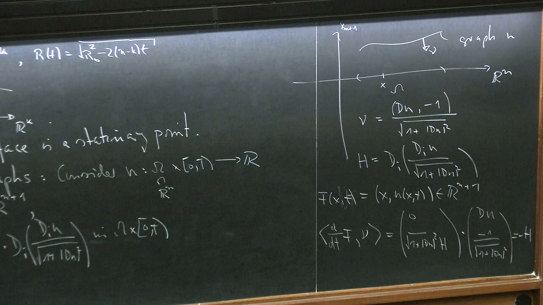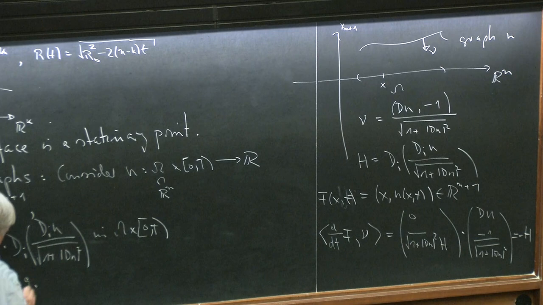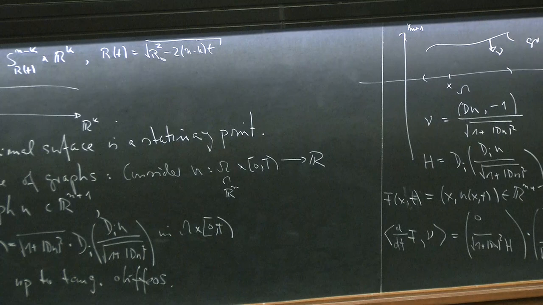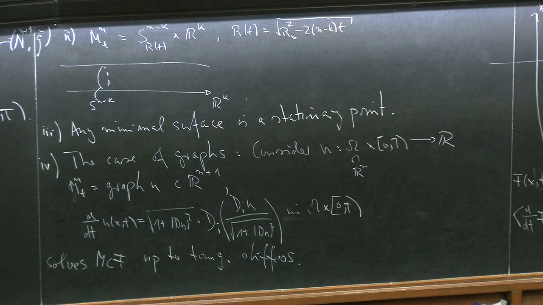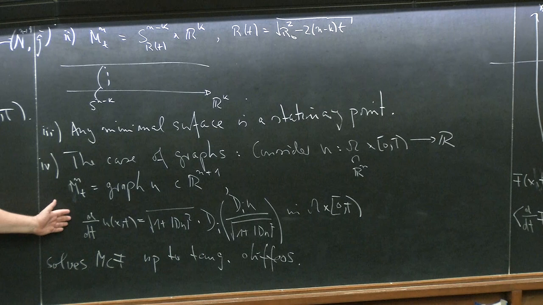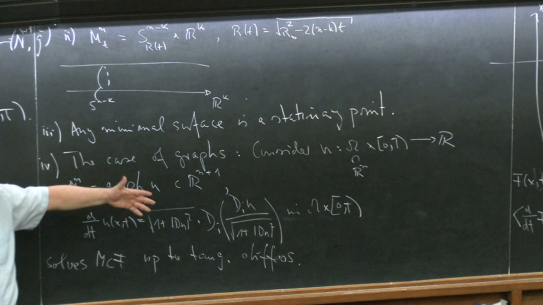So up to tangential diffeomorphisms, the solution here, the graph of u, is a solution of mean curvature flow. So that's an important equation, and it shows you that in some sense, since you can write any surface locally like a graph, at least for a short time if it is smooth, this complicated system of equations can at least locally be seen as a solution of a scalar partial differential equation which has this typical quasi-linear type.